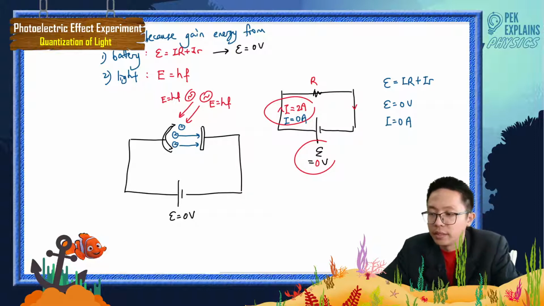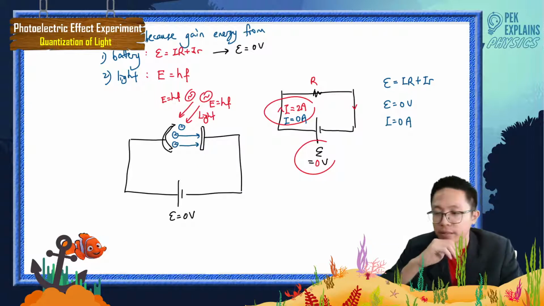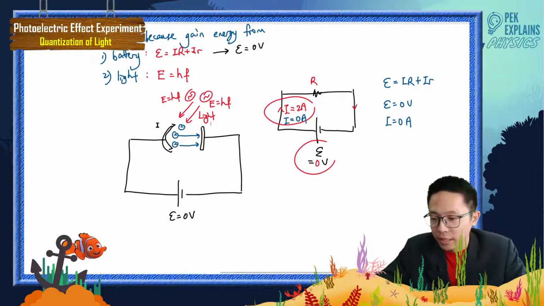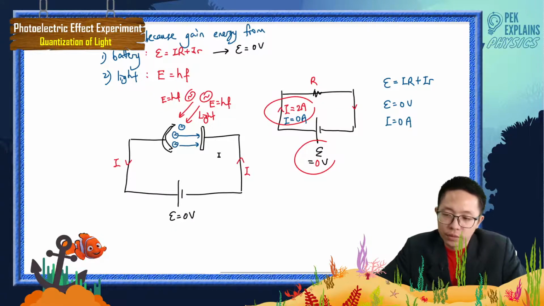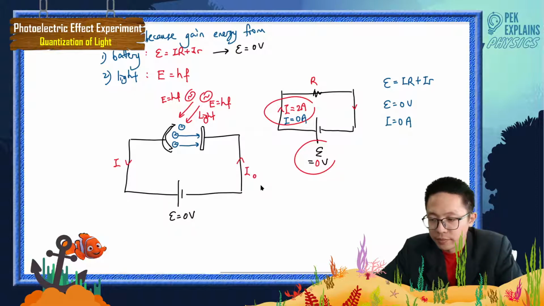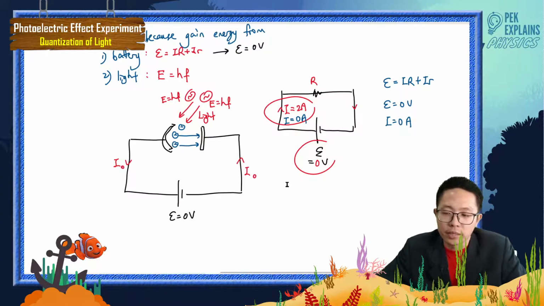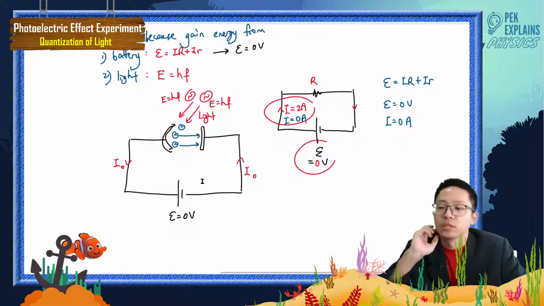Okay, this is what we call light energy. So that's why even at 0 volt, there is still current flowing in the circuit. Actually, the current should flow in the opposite direction from the electron. So even though it is 0 voltage, there is still current, but we call it current I naught. I naught is the current at 0 voltage.